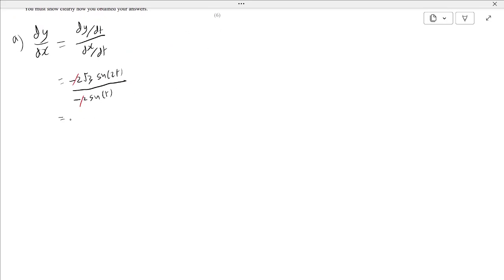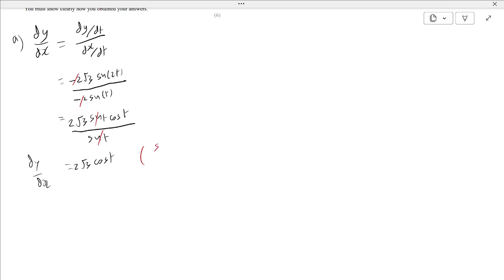Sine 2t is equal to 2 sine t cos t. So the 2 here is coming from the double angle formula. And then this is good because this will cancel off with the sine t on the denominator. Now, in this case, the final answer for dy by dx would be 2 root 3 cos t. This would also get you your full marks.